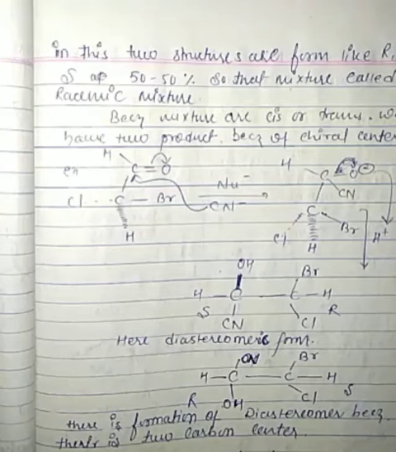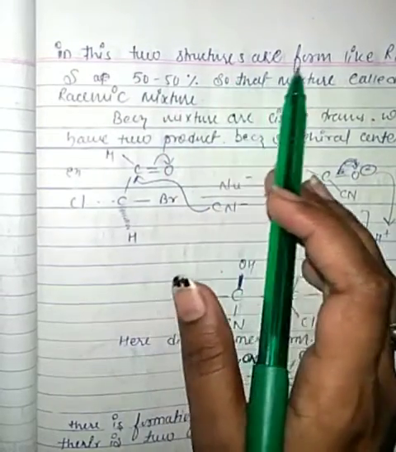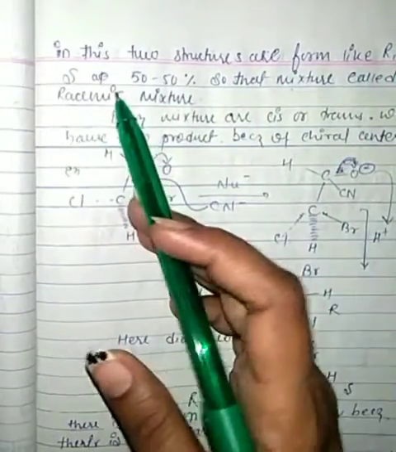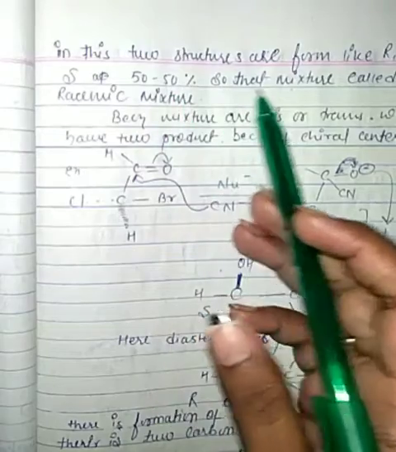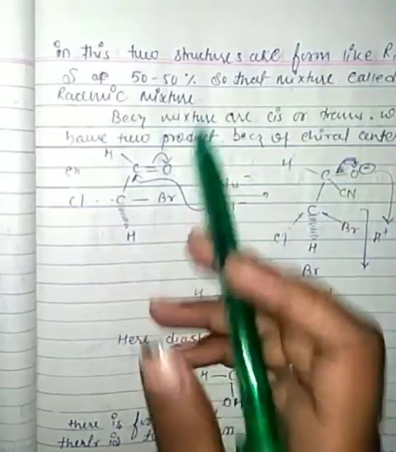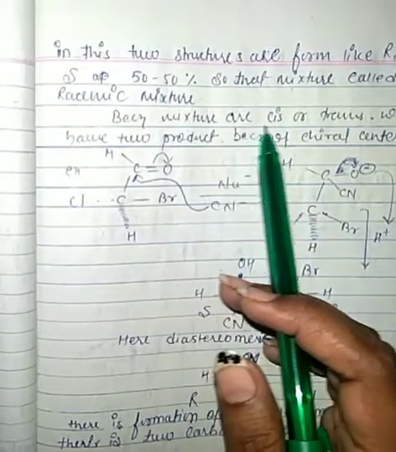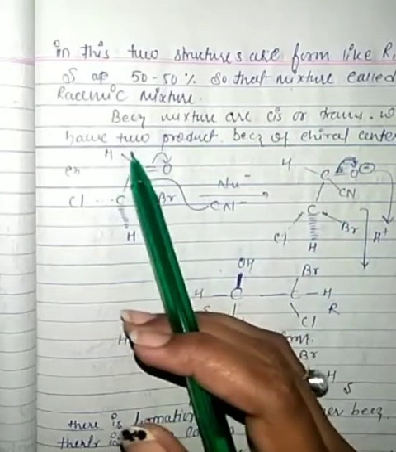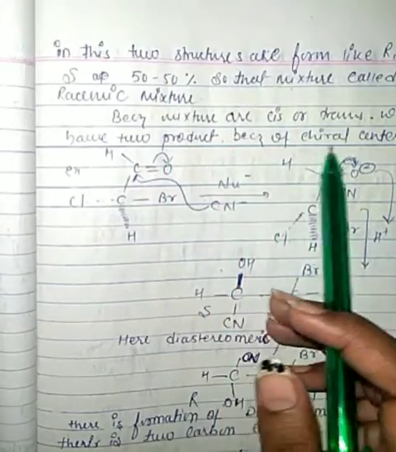Next we see some points of nucleophilic addition reaction. In this, two structures are formed, like R and S, 50-50%. So that mixture is called a racemic mixture, because we have two products because of the chiral center.